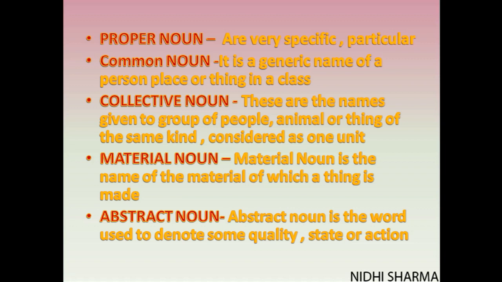Now, let us review once more. A proper noun is very specific or particular. A common noun is a very generic name of a person, place or thing in a class. Collective nouns are the names given to a group of people, animals or things of the same kind, considered as one unit. A material noun is the name of the material of which a thing is made. An abstract noun is the word used to denote some quality, state or action.